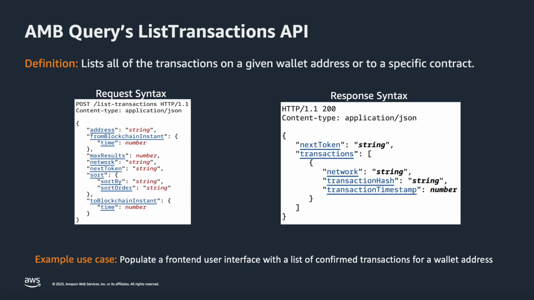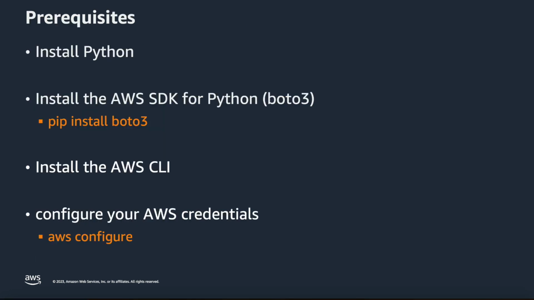Before we take a look at a code example, let's first go over the prerequisite steps. If you would like to follow along with this code example, make sure that you have Python installed on your machine along with the AWS SDK for Python called Boto3. Additionally, install the AWS command line interface and configure your IAM user's credentials with the AWS configure command. Make sure that this user has the appropriate IAM permissions for interacting with the Amazon Managed Blockchain Query service.